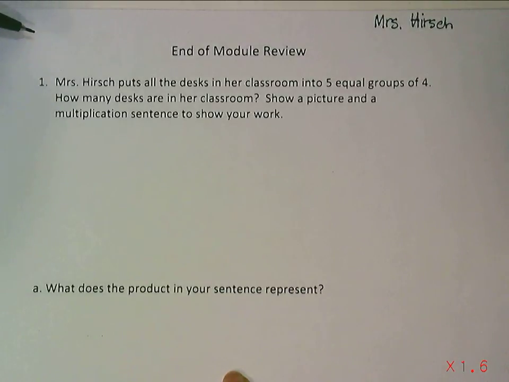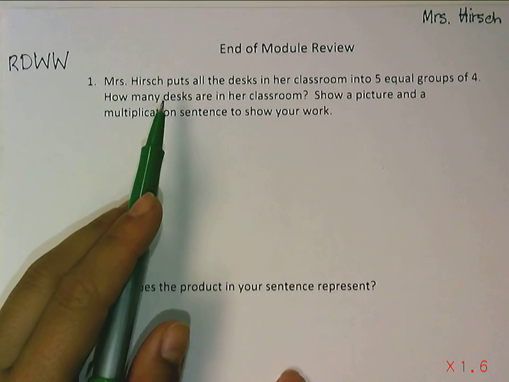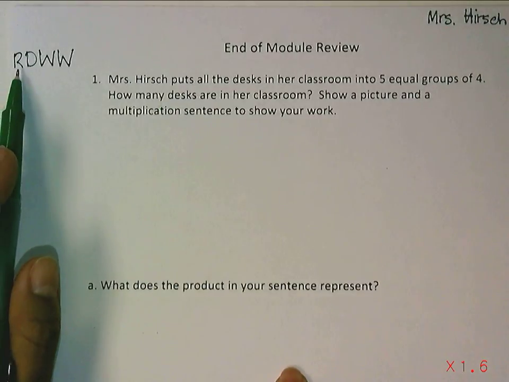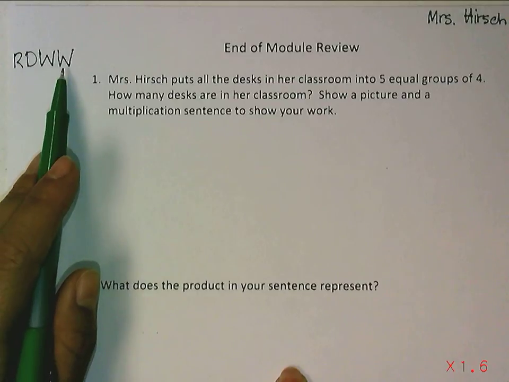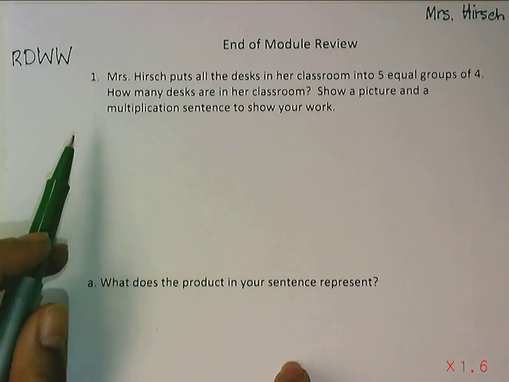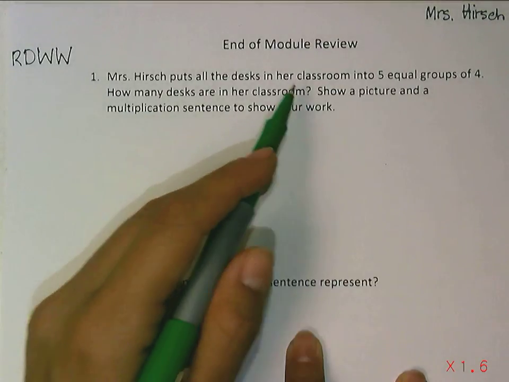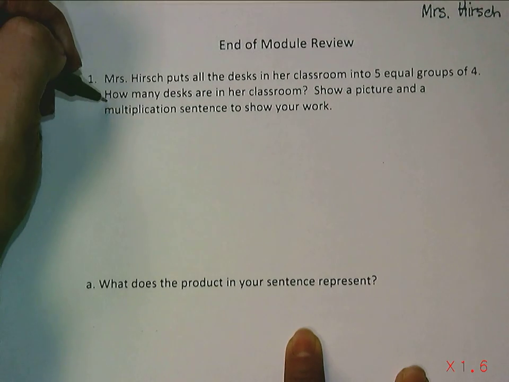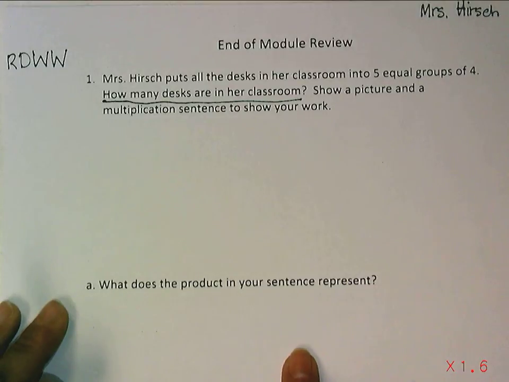So up here, I'm going to do R, D, W, W to help me remember this is a word problem. So I need to read the word problem, which I just did, then draw a picture, then write an equation, then write a number sentence. So I'm going to use our solving word problem strategies, and I'm going to start with underlining the question. Where's the question? Oh, here's a question mark. So we know the question is, how many desks are in her classroom? That's what we're trying to find out.